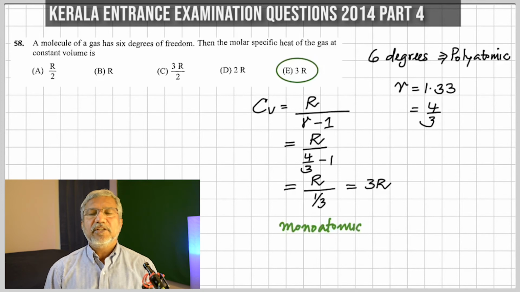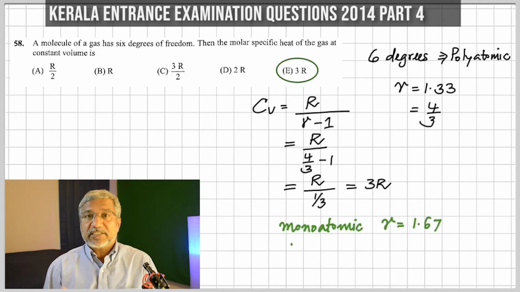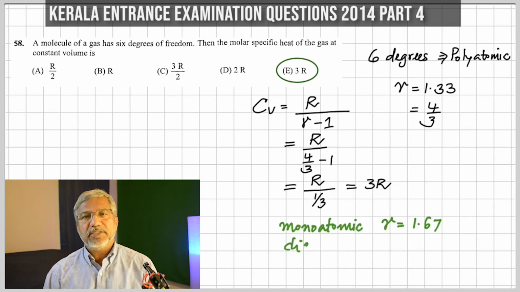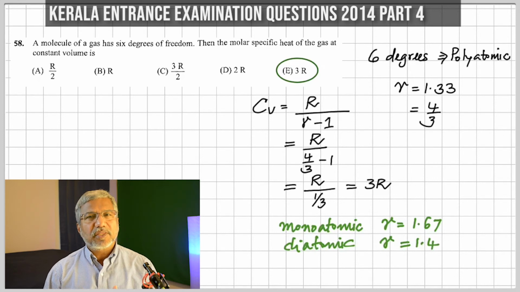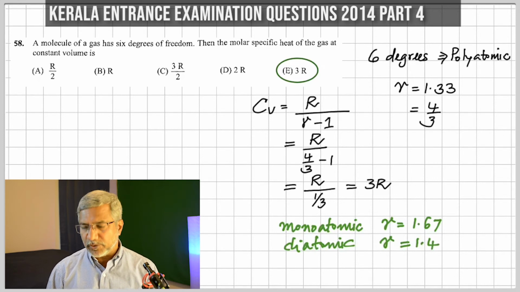But like I said, if it is a monoatomic gas, you have to know, because next time they may ask you about that. So gamma is 1.67. If it's diatomic, then gamma is 1.4. All right. So those are the constants that you kind of have to know.